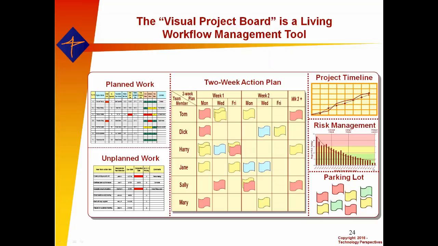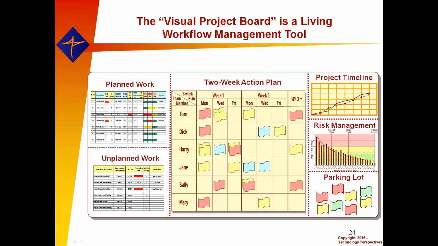The center section of the board is kind of the most interesting part. This is a 2-week rolling window action plan. It's an informal kind of a magnifying glass on the overall project schedule, focusing on a 2 to 4 week period. I'm showing 2 weeks here. You could have a week 3 and a week 4. I just used a week 3 plus to show the overflow.